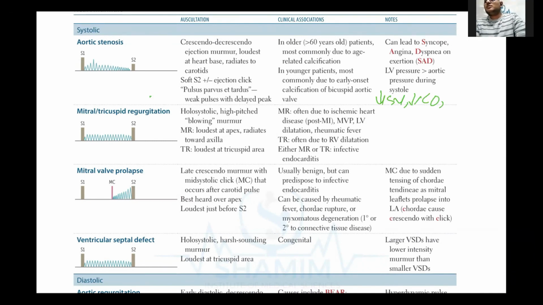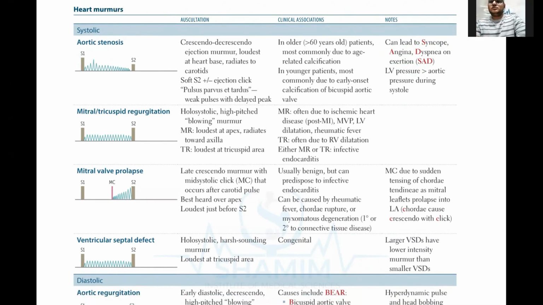What are these symptoms? Like syncope, there will be no supply to the brain, because due to stenosis no supply to the aorta, no supply to the carotids, no supply to the brain, which will cause syncope. Angina, no supply to the coronary arteries, and there will be exertion. So already we discussed in the flow volume loops that left ventricular pressure will be high as compared to aorta. So this is the aortic stenosis.